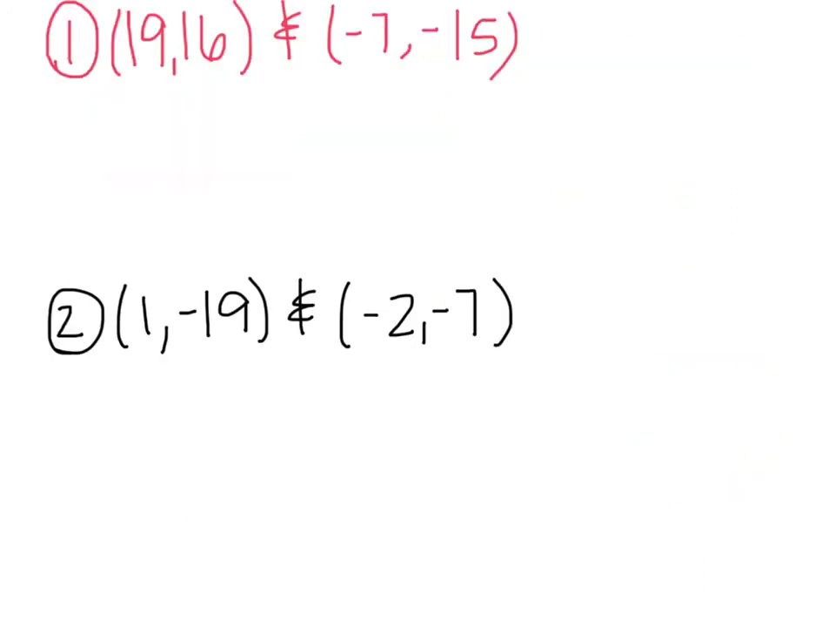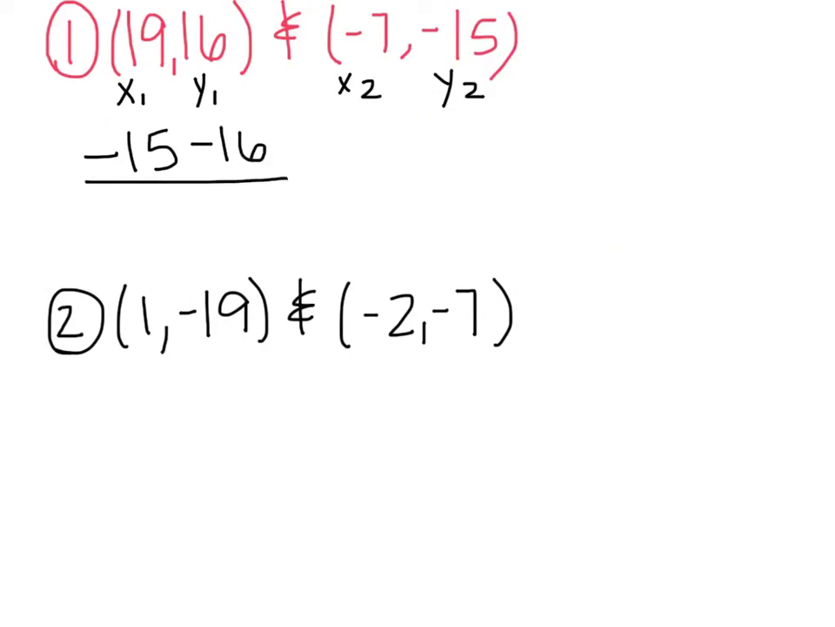Now let's try these two together. We have 19 over 16 and negative 7 and negative 15. So let's go ahead and label them x1, y1, x2, y2. And don't forget the sign. Some of these are negative, so you need to carry it over. So you're going to have negative 15 minus 16 over negative 7, that's x2, minus x1, which is 19.